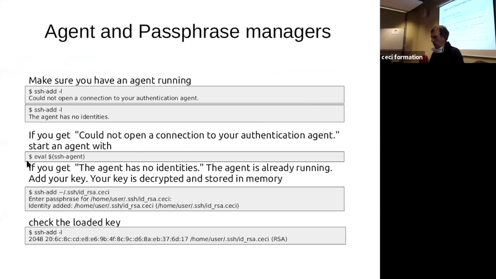To start your agent, you type this command, eval ssh-agent, and start to add the keys in memory. So here you will type the passphrase once, and then the identity will be added, so you don't need to type the passphrase anymore. And then you can check that your identity is in the memory.